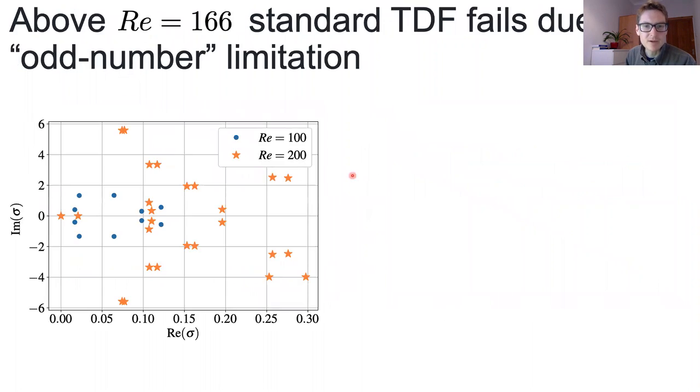And it probably won't surprise you what the problem is. As you increase Reynolds number, your unstable manifold is increasing in dimension, and importantly, above Reynolds number 166, you have these unstable eigenvalues sitting on the imaginary axis. So these are now in violation of our odd number limitation. So that's the reason why this method is failing above Reynolds number 166. So that case at 200 is failing because of the odd number limitation again, which is, as I mentioned earlier, not surprising and something that we're going to have to be dealing with.